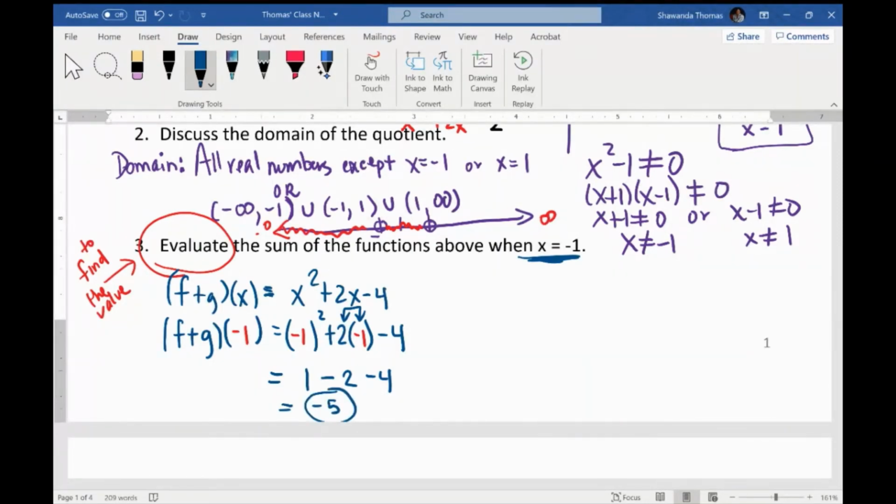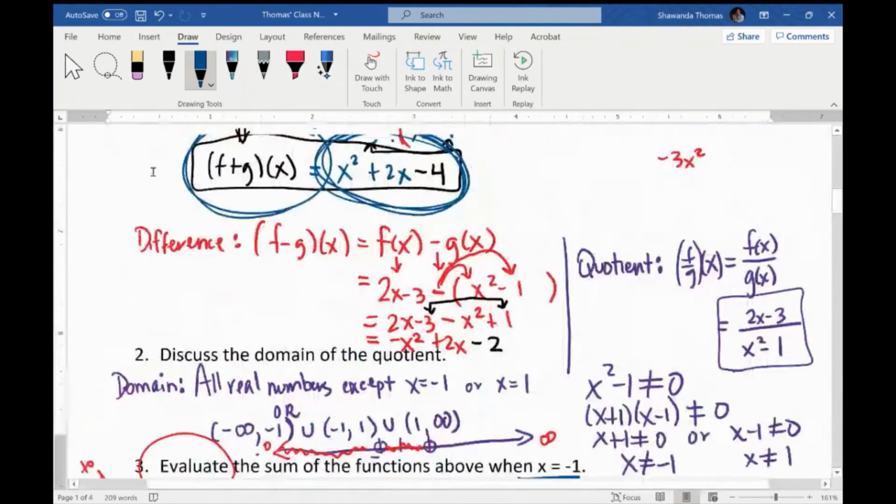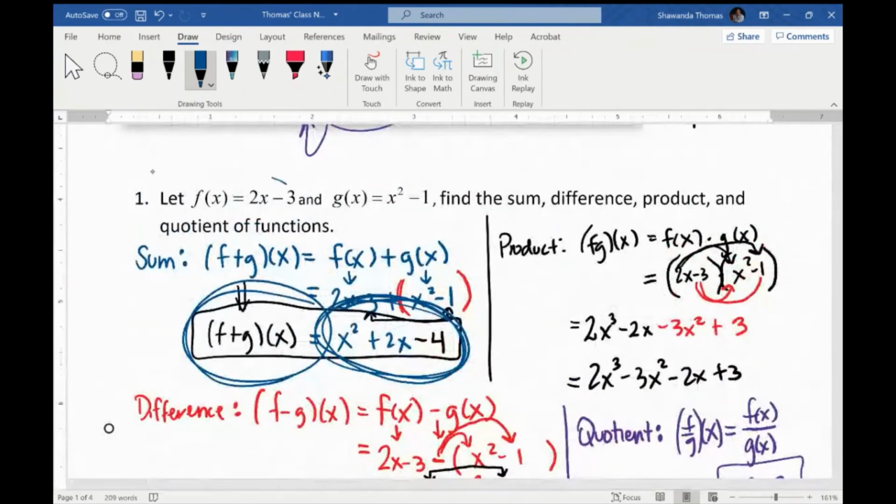What if I said evaluate the difference? Oh, hold on, y'all. I'm going ahead of myself. You could also have done it the long way. You could have started back over. F plus G of negative 1 is the same thing as F of negative 1 plus G of negative 1. Then we have to figure out what F of negative 1 equals. So you go to your function up here. If you plugged in negative 1 into this x, what would you get?